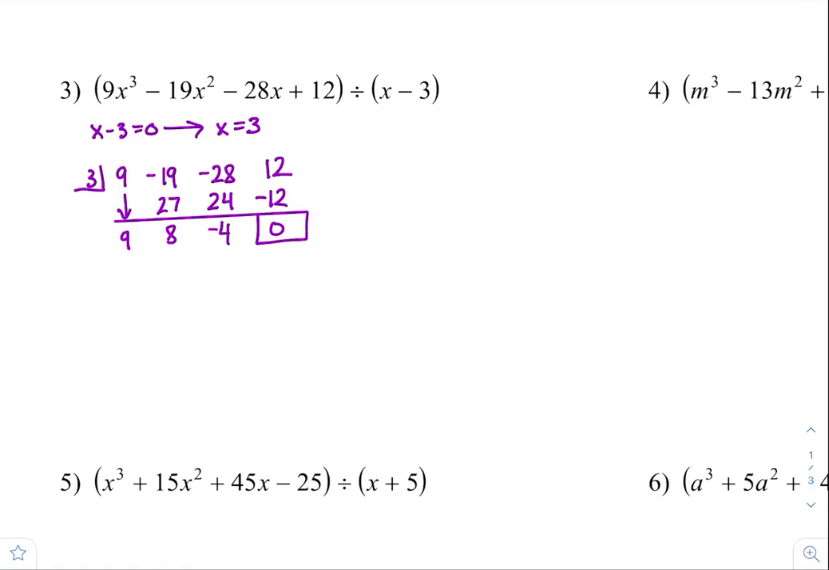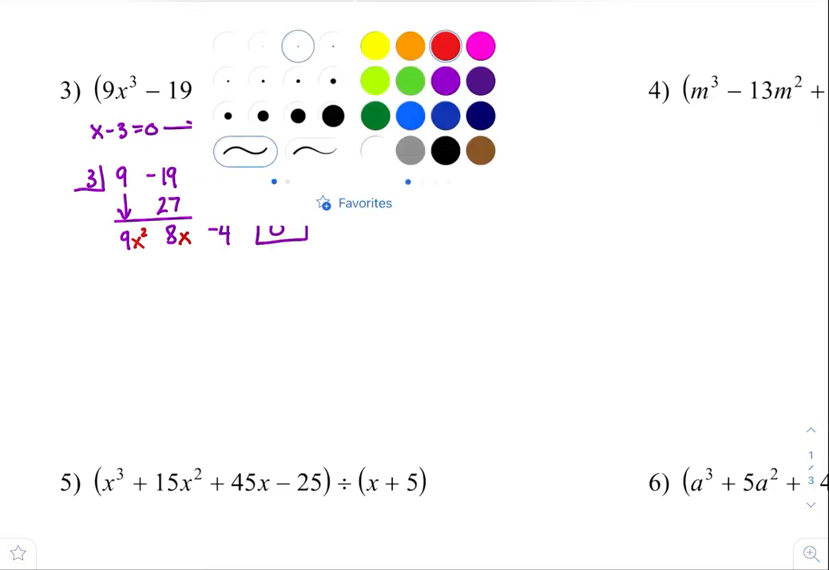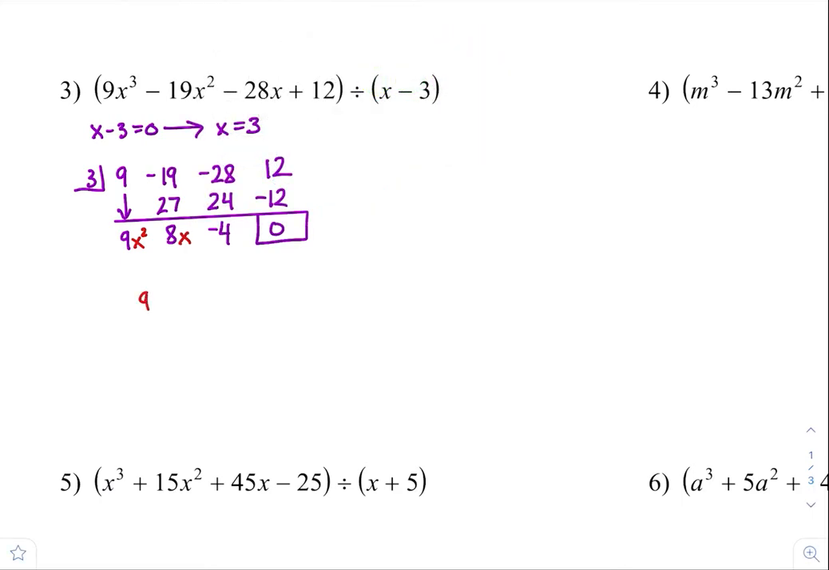Now we just need to write our variables. So since this has a degree of 3, this one's going to be 1 less, so x to the second, and then 1 less from there, x to the first, and 1 less from there, x to the 0. Final answer, 9x to the second plus 8x minus 4.